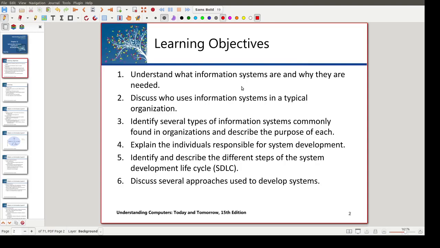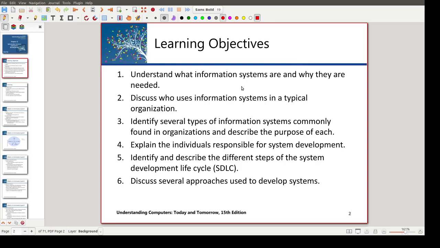At the very beginning, we're going to start by understanding what information systems are and why they are needed. Next, we will discuss who uses information systems in a typical organization. So it means who are the users who are using this system, and what are their roles. And later we identify several types of information systems commonly found in organizations and describe the purpose of each.